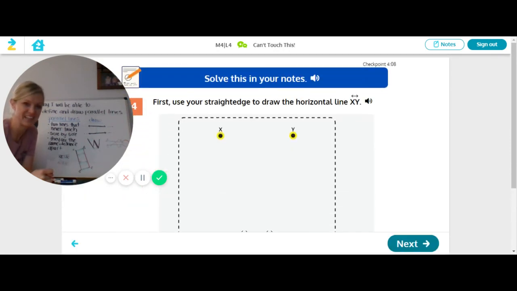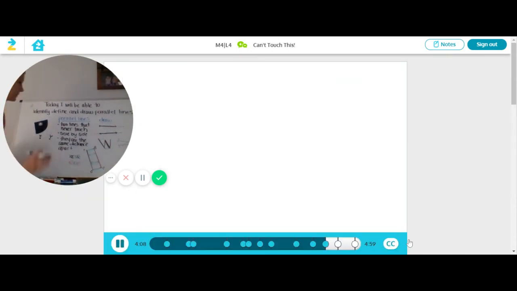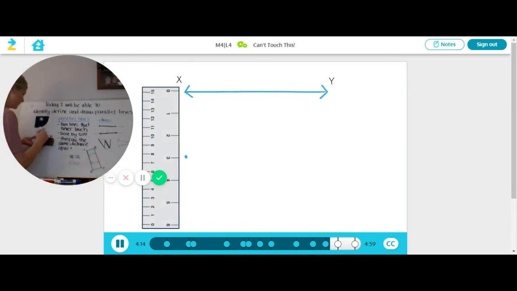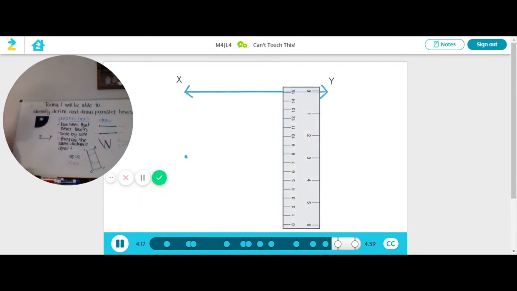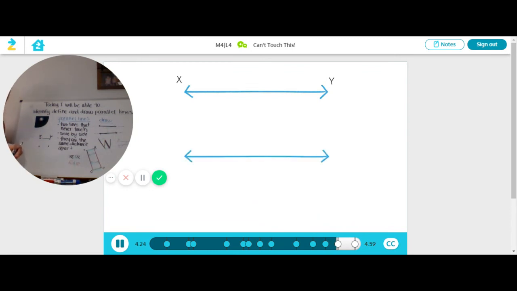Great. So let's first use our straight edge to draw the horizontal line XY. So on your boards, work with me. We're going to plot two points, X and Y. Here's my line XY. To create a line parallel to this, I'll measure 3 inches down from point X and 3 inches down from point Y. Then I'll use my ruler to connect them. Now you give it a shot.